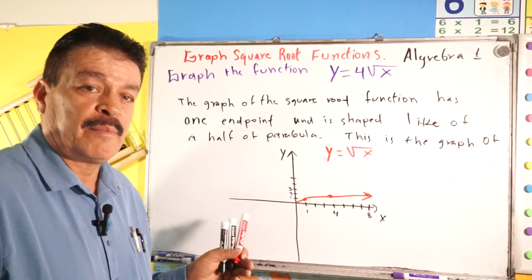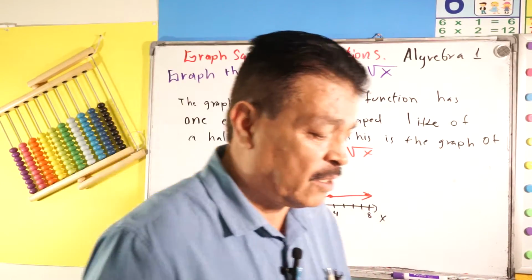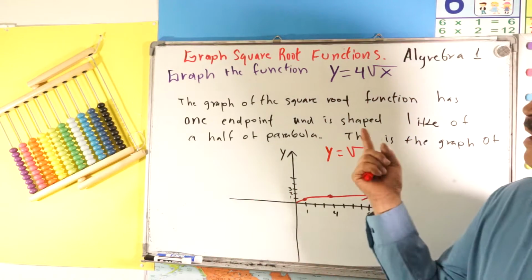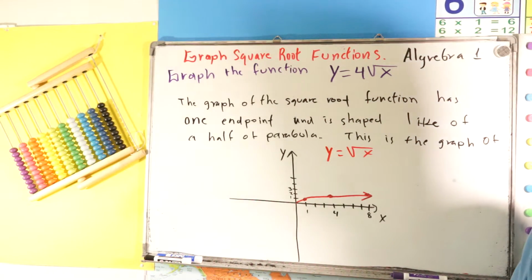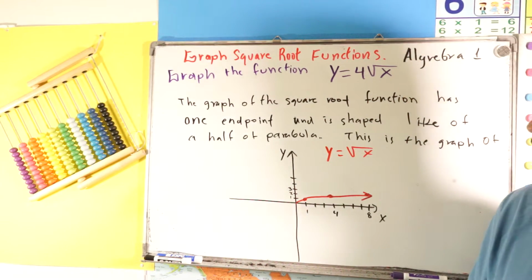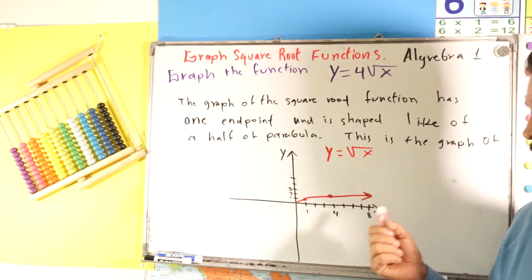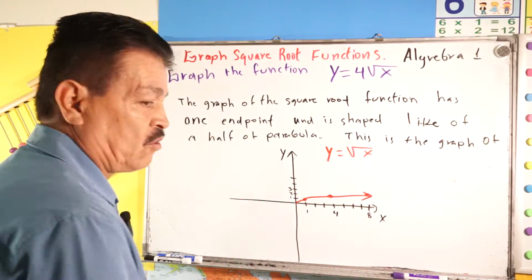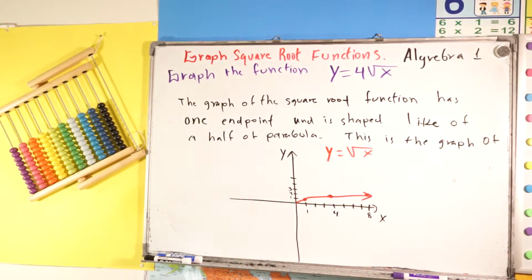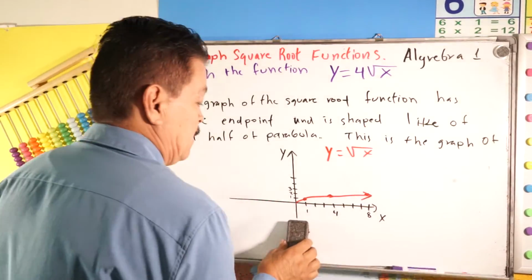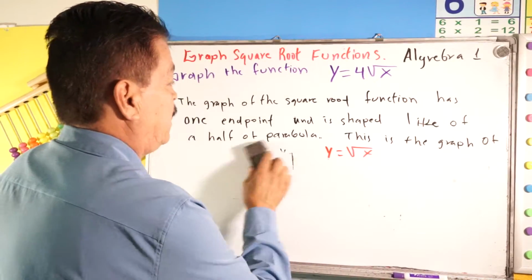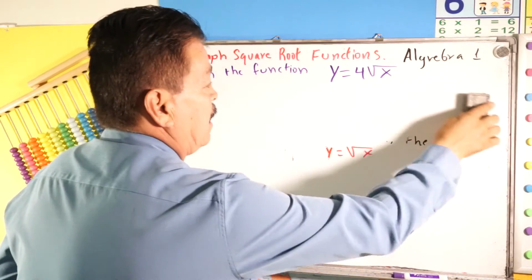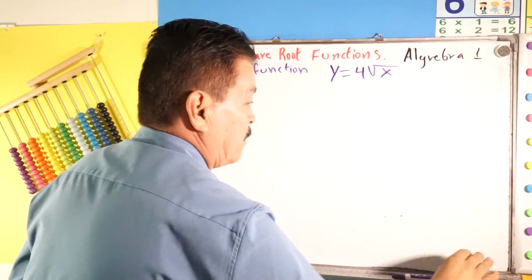This is an example. It is very important that you understand what I mean. The graph of a square root function looks like this. Okay, let's go and find the solution to our problem. Let me erase it here and start our problem for the day.